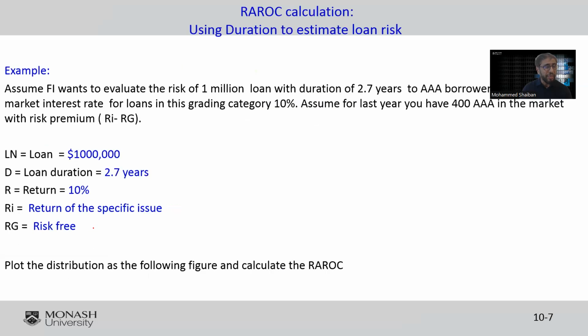Let's look at this example. If you have a loan of 1 million, and we have a duration of 7 years, and we have a return of 10, then we have to get the change of the interest rate. The technical point is that we have to get the difference of the return of the specific issue minus the risk-free.